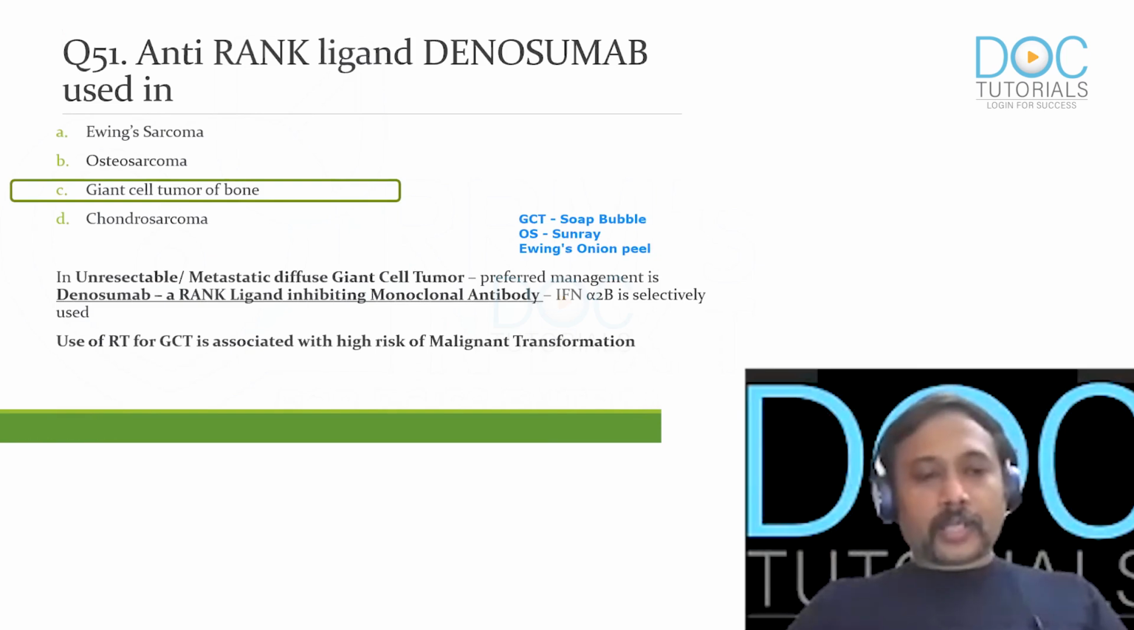And the other thing that can be used in this kind of a scenario is also radiation, but radiation is associated with a higher risk of malignant transformation, and that is the reason why we do not use radiation for giant cell tumors. Preferably, we go for a RANK ligand inhibiting monoclonal antibody, which is going to be DENOSUMAB. The other thing that can be used is your interferon alpha 2b. Both of these can be used. Okay, so that is going to be the answer for this particular question.